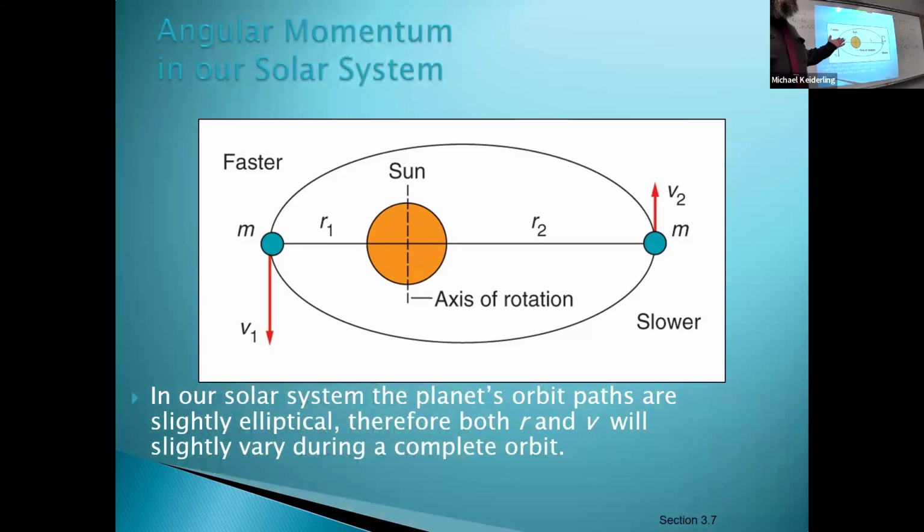So in our solar system, the orbits of planets, the orbits of anything orbiting the sun, are a little bit elliptical. So both radius and velocity will vary slightly during a complete orbit.